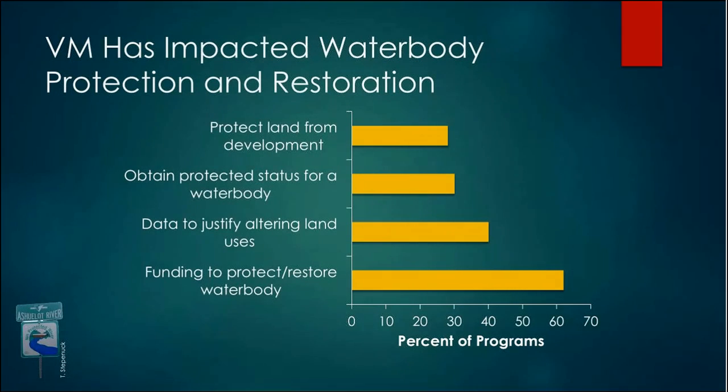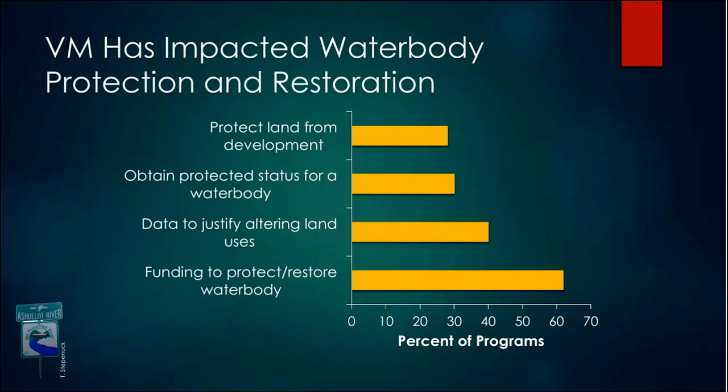So this first one, volunteer monitoring has impacted water quality, water body protection and restoration. The most common thing that resulted in programs is that with volunteer data, that program was able to obtain funding to protect or restore a water body. And the kinds of things that would happen would be maybe a riparian buffer was put in, or they were able to either replace or install a buffer. That's the most common example.